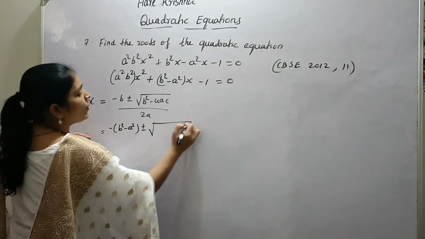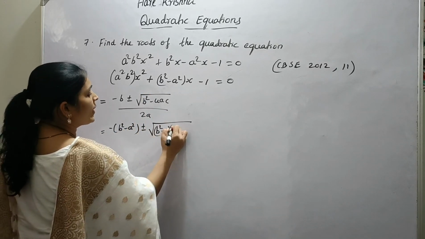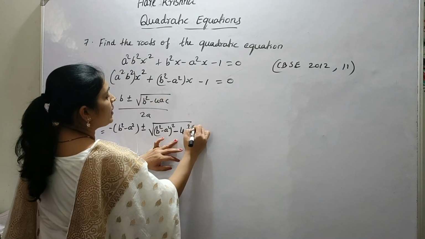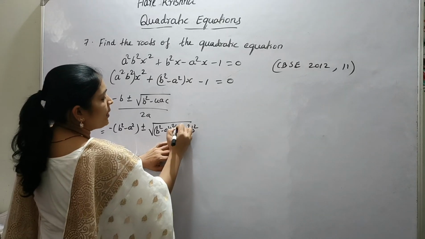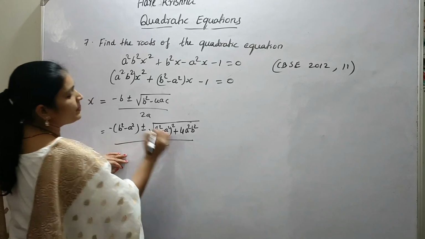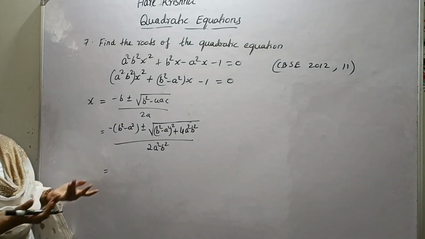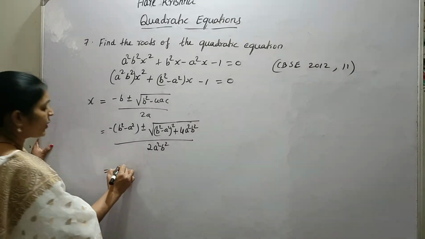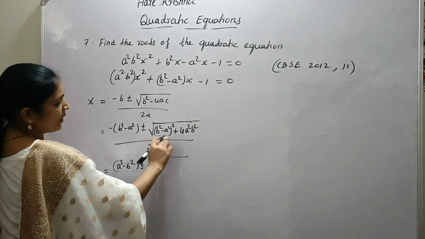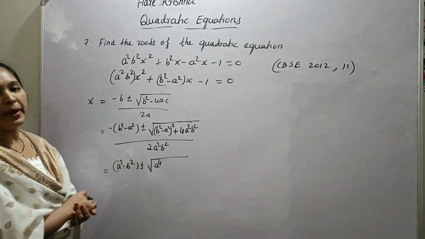Plus or minus square root of b square. What is b square? That is b square minus a square whole square, minus 4 into a, which is a square b square, into c, minus 1. So it will be plus. Okay. Divided by 2 into a, that is 2a square b square. That is equal to, see, what is minus of b square minus a square? That is nothing but a square minus b square, right? So a square minus b square, plus or minus, here let's expand this one. B square minus a square whole square is nothing but a raised to 4, that is a minus b whole square, okay?